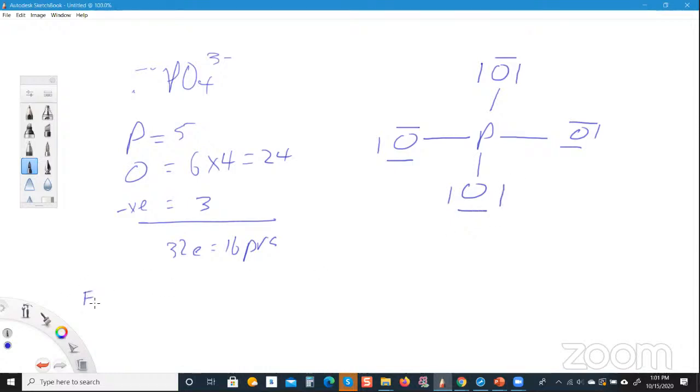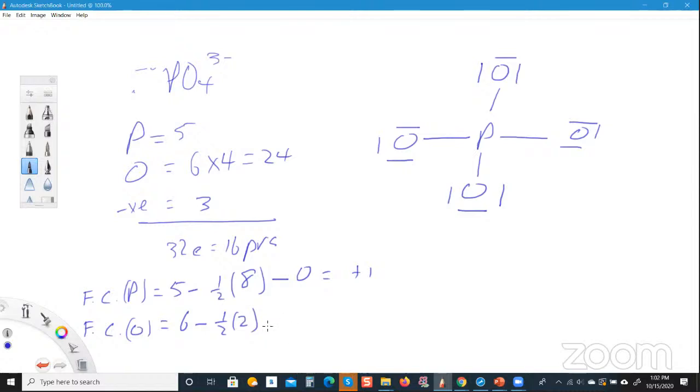All right. Okay, so let's do the formal charge calculations, starting with the phosphorus. So how would you calculate the formal charge for phosphorus? Okay, so the group number is 5, minus half times 8 bonding electrons, which is 4, minus 0. So that gives us a +1 charge. Okay, very good. And then for the oxygen, 6 minus half of 2, minus 6 unbonded electrons, so that gives us a -1 charge. Okay, so the phosphorus has a +1 charge, and each oxygen will have a -1 charge.